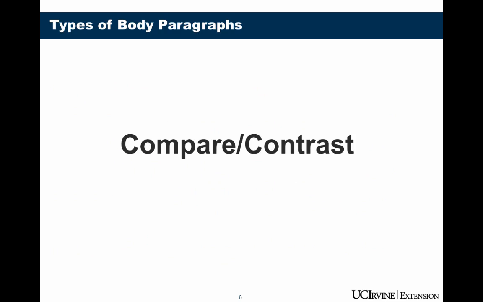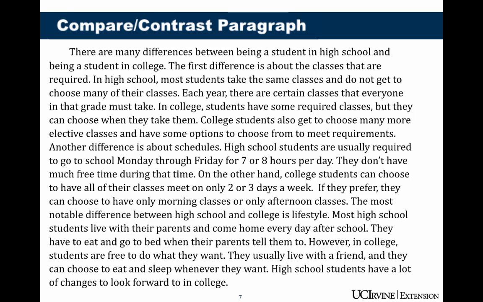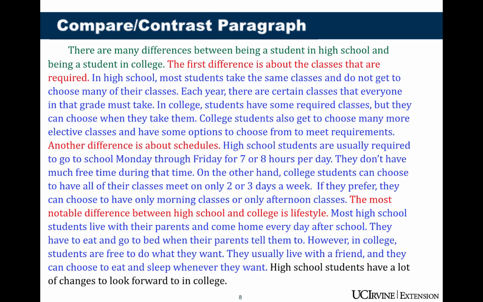Another type of paragraph that you could use for a body paragraph is the compare-contrast, where you would compare things or you would contrast things. Here's an example of that. In this compare-contrast paragraph, the writer is contrasting high school and college. And just like with the cause and effect paragraph, the compare-contrast paragraph would have 3 supports with details and examples, all supporting a topic sentence. Here the writer gives 3 differences in the supporting ideas, and they are shown in red.